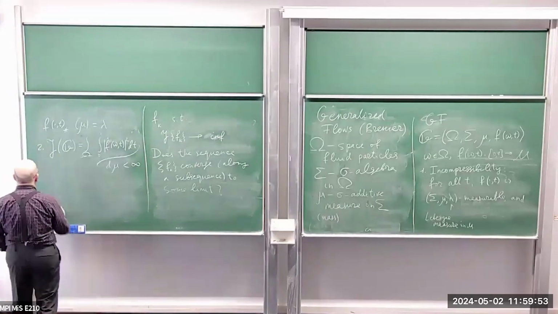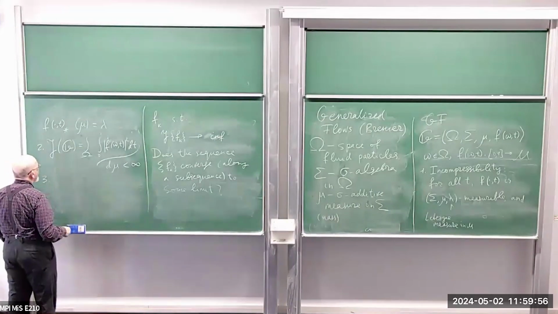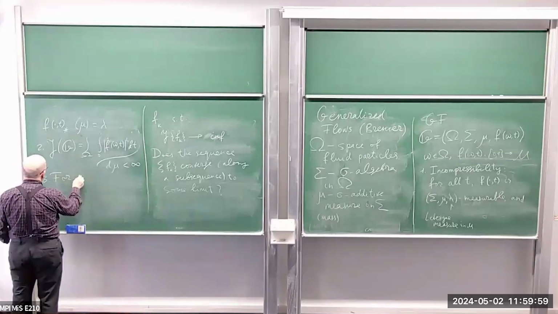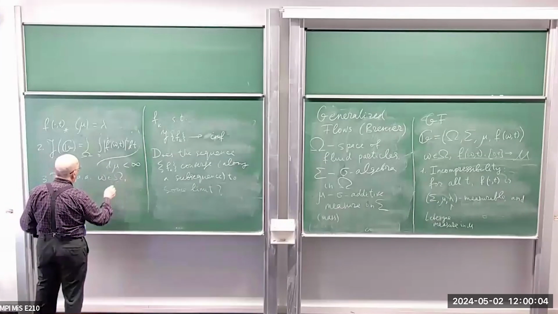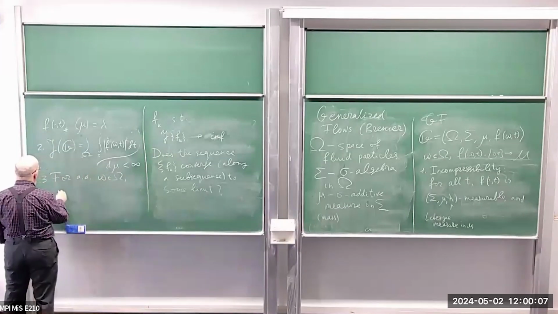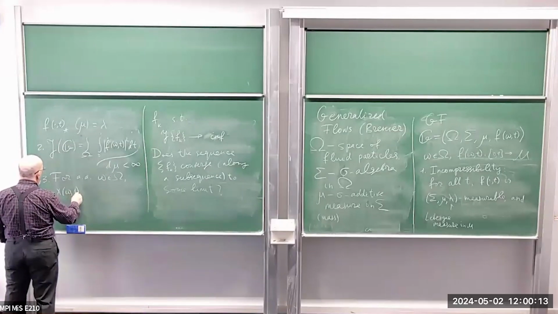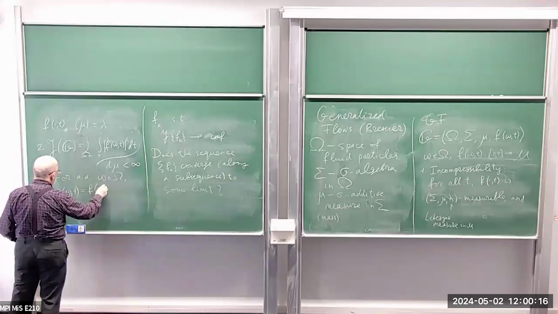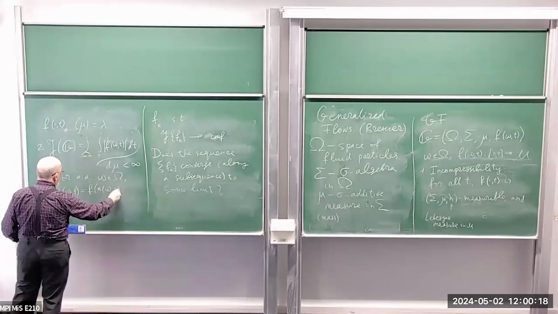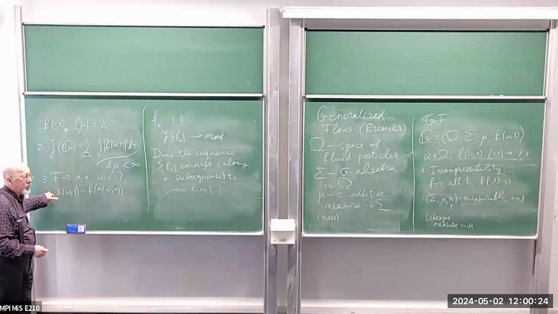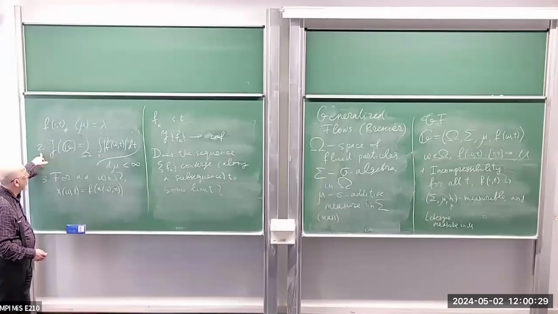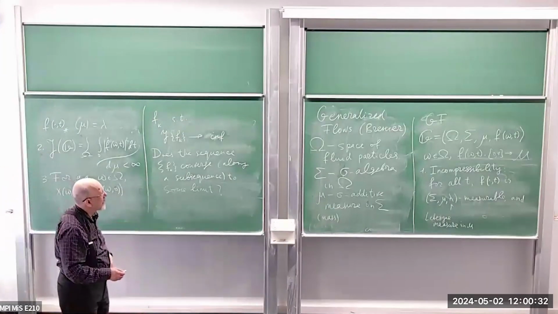And the third is the following: for almost all omega, we have the following: x of omega 1 plus f of x omega 0. So it is the boundary condition. It is the finiteness of action. And the first is incompressibility.